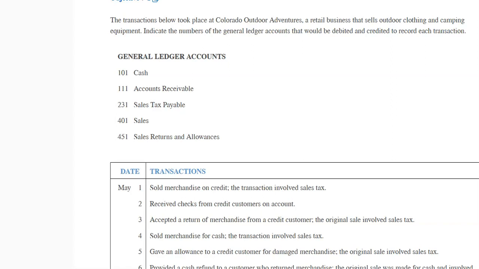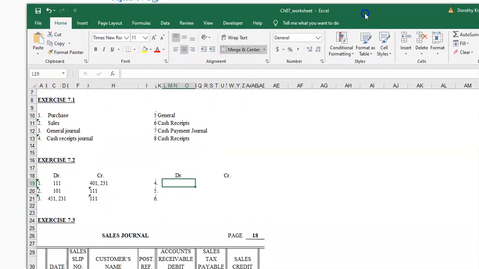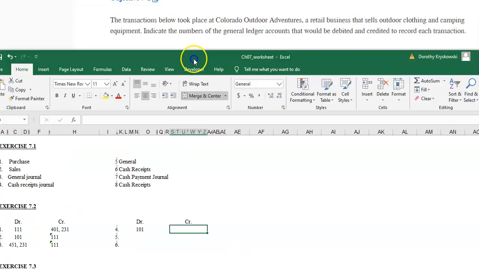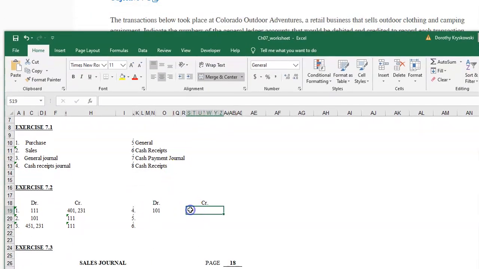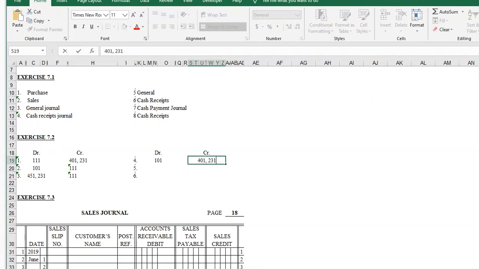Okay, so cash goes up, so cash is debited 101. Your sales goes up, and sales is always a credit, just like fees income. That's going to be 401. But your liability goes up too. You have to pay the sales tax on it, so that's 231. So that's your answer. 101 for debit, 401, and 231 for credit.